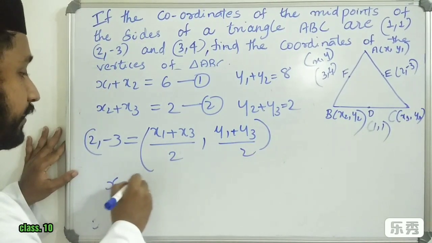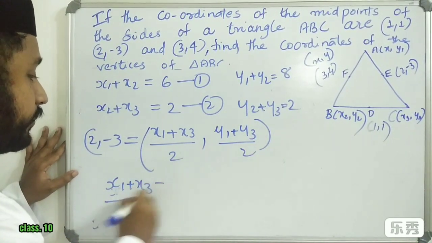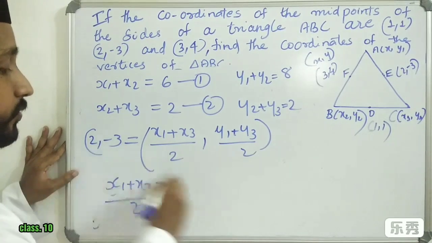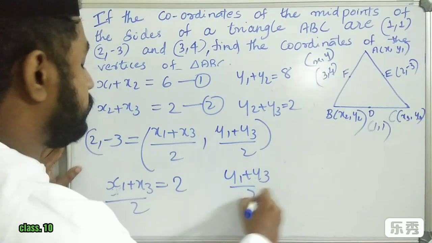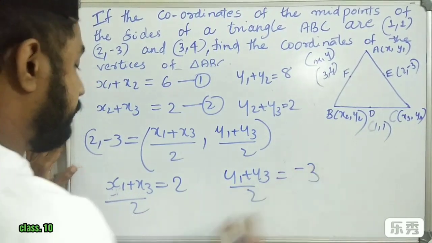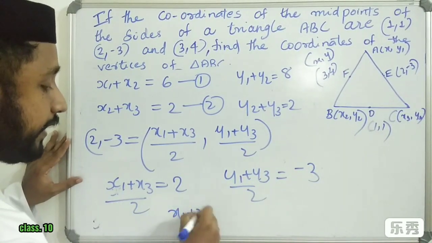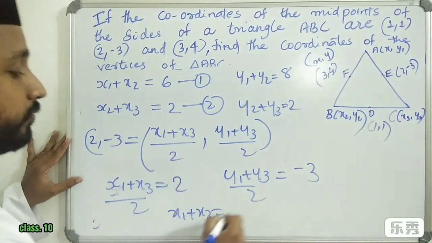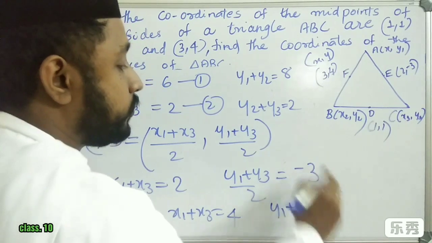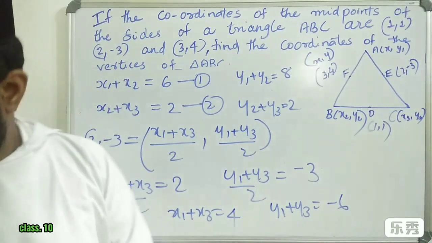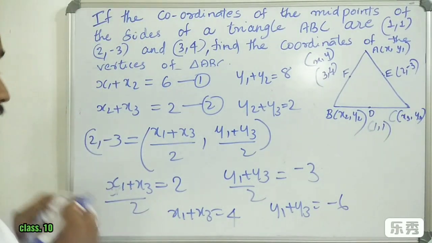So (x1 + x3)/2 is equal to 2, and (y1 + y3)/2 is equal to -3, which means x1 + x3 is equal to 2 into 2, which is 4, and y1 + y3 is equal to 2 into -3, which is -6. So we got another set of formulas.